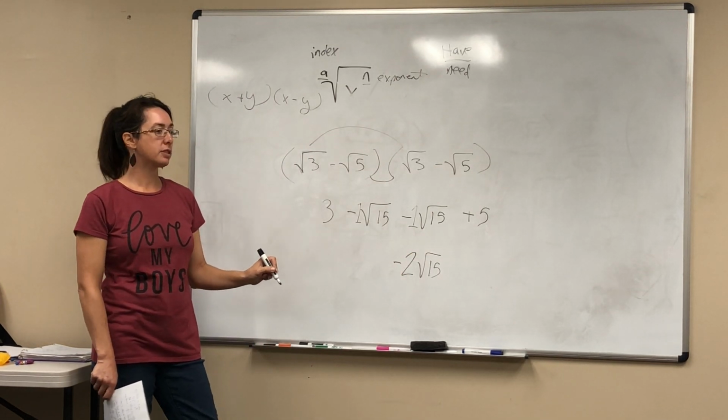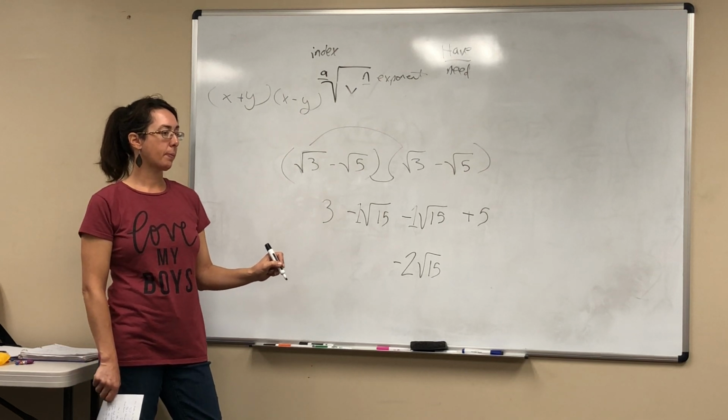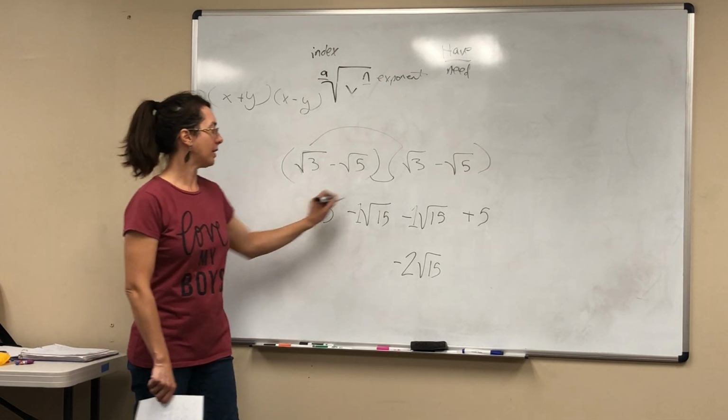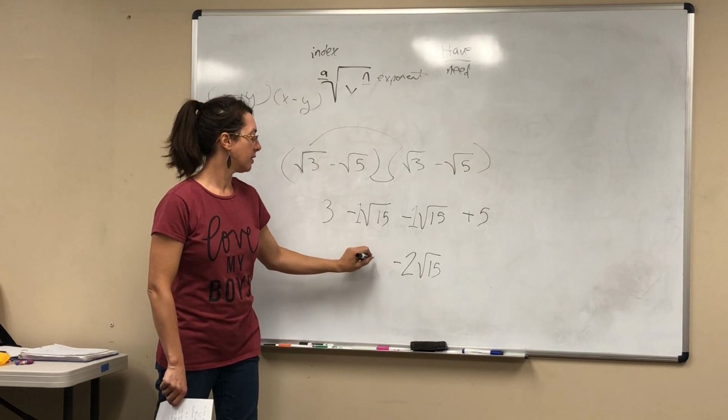What else can I combine? 3 and 5. 3 plus 5 is 8.